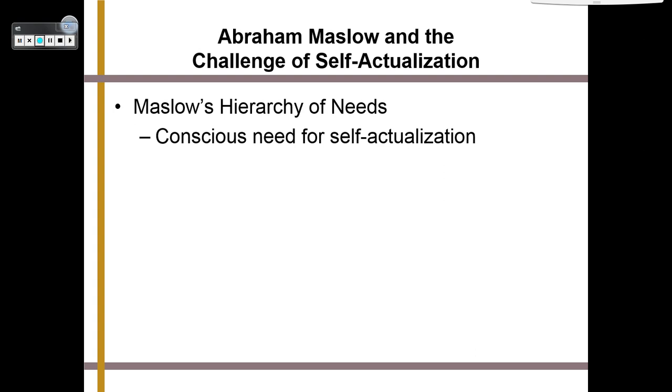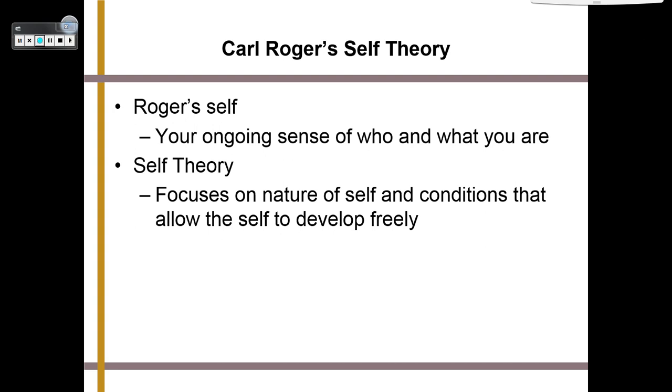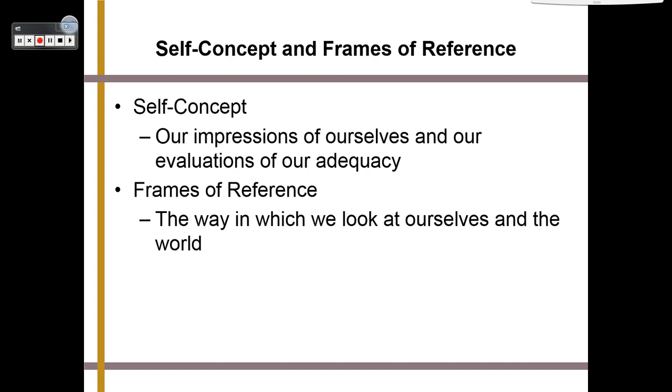We remember Maslow's hierarchy of needs. Now, we all have a conscious need for self-actualization, or being the best version of ourselves we can possibly be. We know that Carl Rogers believed in the self. This is your ongoing sense of who and what you are. Self-theory states that we should focus on the nature of the self and the conditions that allow this self to develop freely. Our self-concept is our impression of ourselves and our evaluations of what we're good at, or our adequacy.